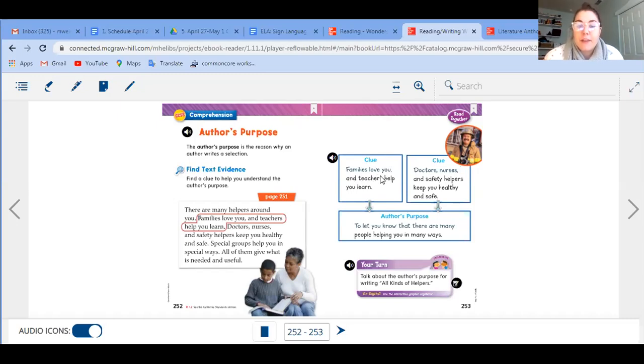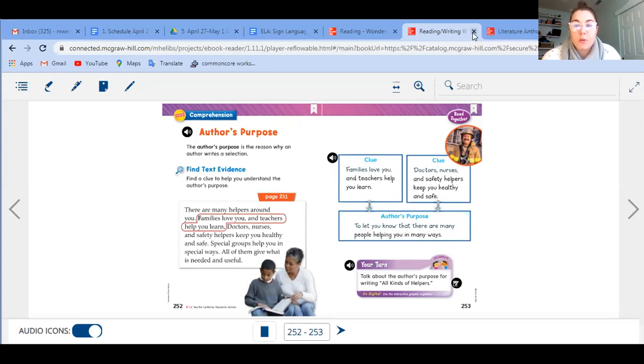So it says, families love you and teachers help you learn. That was from the story. Another clue is doctors, nurses, and safety helpers keep you healthy and safe. So that's from the story as well. The author's purpose. Now this isn't in the story. This is where you have to think of, well, answering the question, why is the author writing this? It's to help you know that there are many people helping you in many ways. So here's a clue that are helping you. Here's another clue about people that are helping you. So that was yesterday's story.